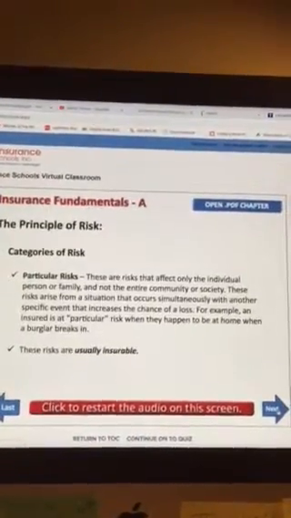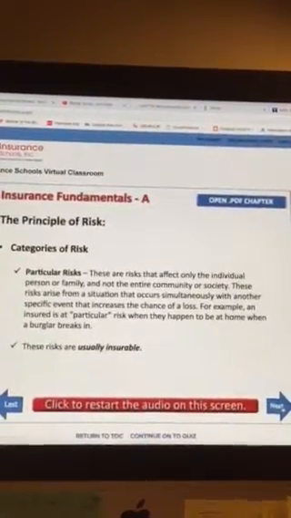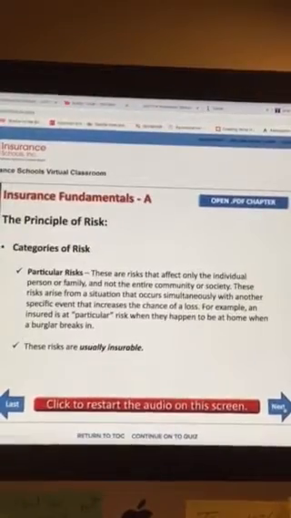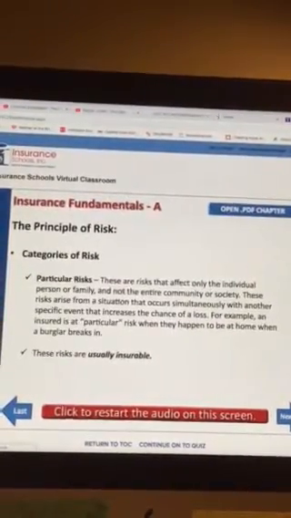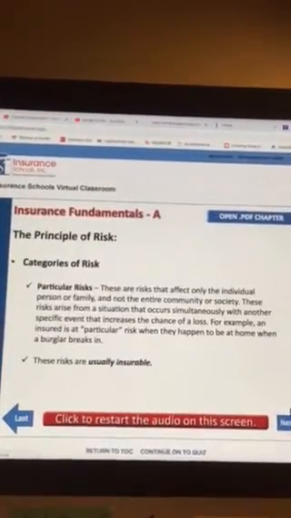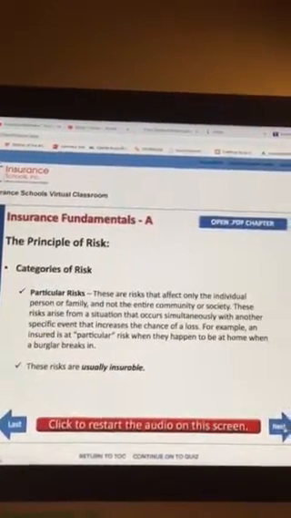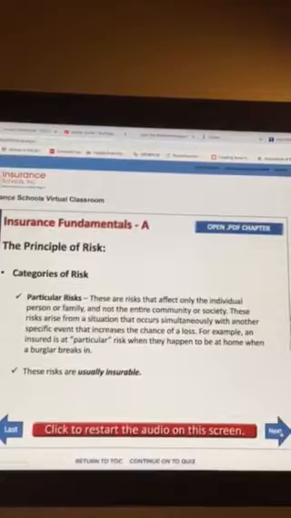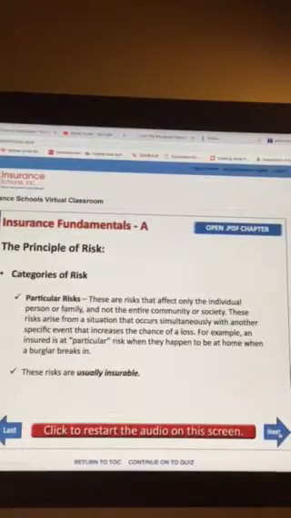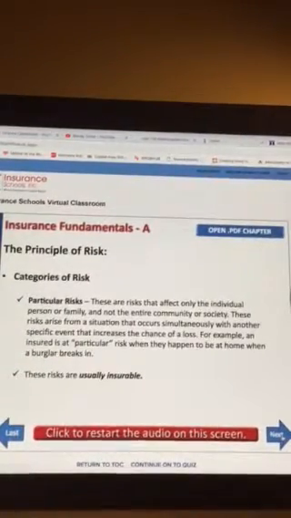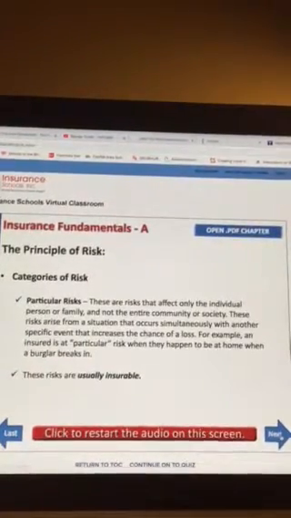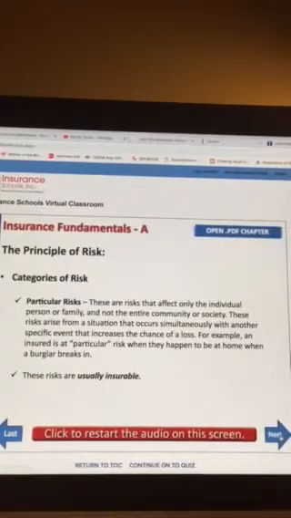Particular risks affect only the individual person or family, and not the entire community or society. Particular risks arise when one situation occurs simultaneously with another specific event that increases the chance of a loss. For example, an insured is at particular risk when they happen to be at home when a burglar breaks in. A particular risk can be expressed with the saying, "I was at the wrong place, at the wrong time." Particular risks are usually insurable.